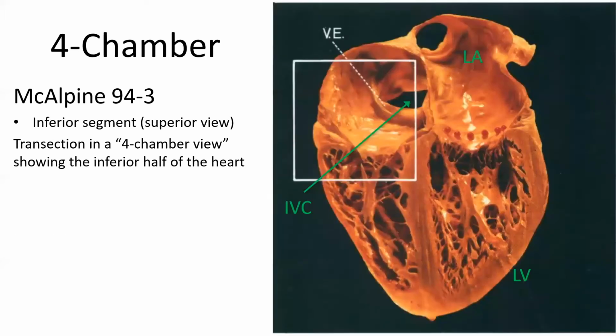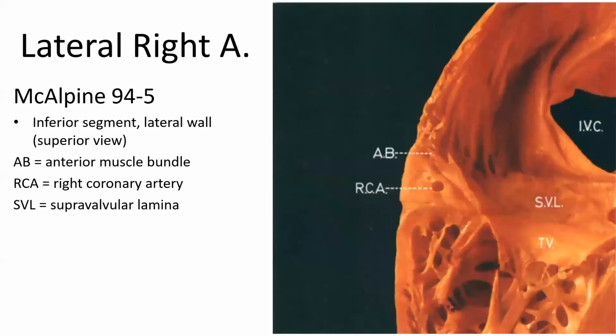Taking the four-chamber view in the inferior segment here and zooming into this white box, we get a close-up picture of the lateral RV wall and really see this right atrioventricular groove. We see this smooth supravalvular lamina comes up and forms the atrial wall of the groove, and the right ventricle wall comes in, and the annulus of the tricuspid valve is really inset from the surface of the heart. And of course, in that groove is the right coronary artery and small cardiac vein.